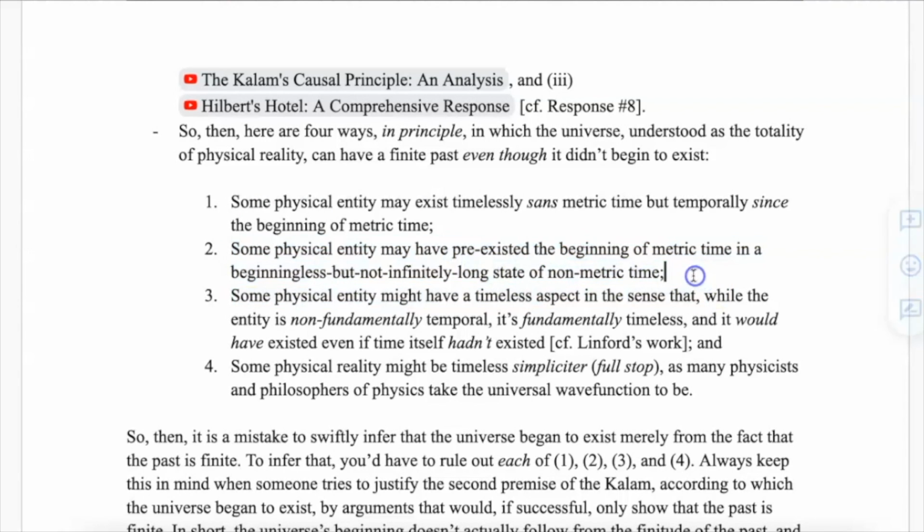of non-metric time. Third, some physical entity might have a timeless aspect, in the sense that while the entity is non-fundamentally temporal, it's fundamentally timeless, and it would have existed even if time hadn't existed. That's where I cited Linford's work above. And fourth, some physical reality might be timeless simpliciter, full stop, as many physicists and philosophers of physics take the universal wave function to be.